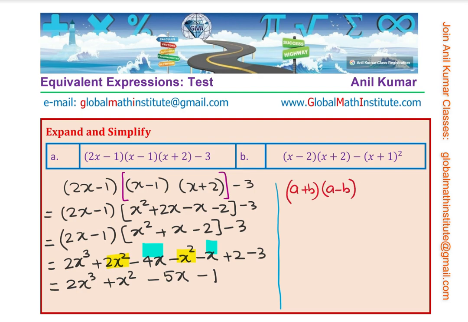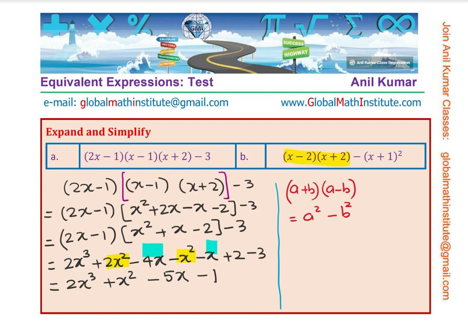So a plus b times a minus b is equal to a square minus b square. Do you see that? So the first combination, which is x plus 2 times x minus 2, we can use this and it saves you time, right?